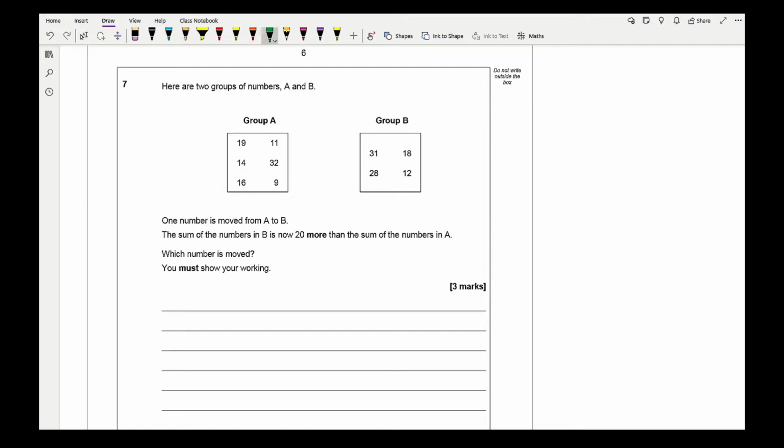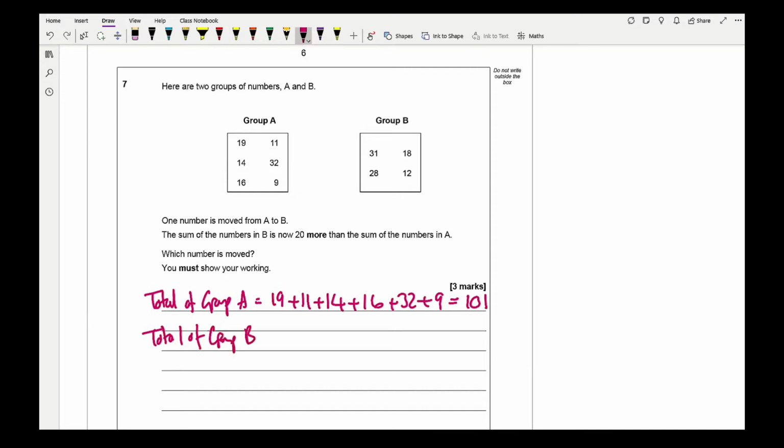So for this, what we need to do is work out the total amount for each of those two groups. So here we're looking at the total of group A. And again, if I just do 19 plus 11 plus 14 plus 16 plus 32 plus 9, I get an answer of 101. And if I then do the total of group B, I get 31 plus 18 plus 28 plus 12, which gives me an answer of 89.